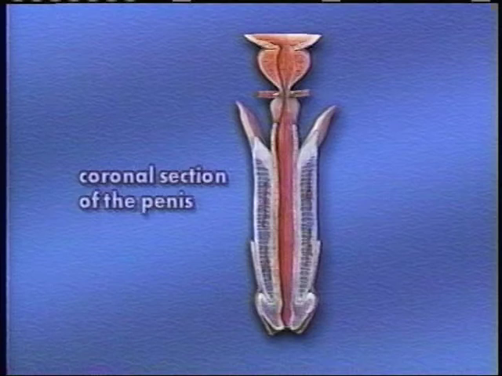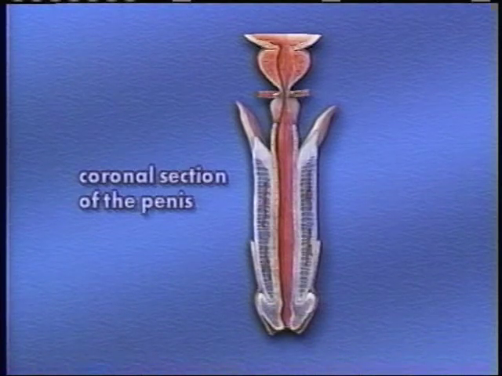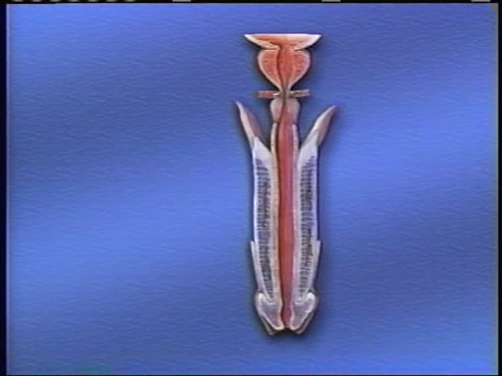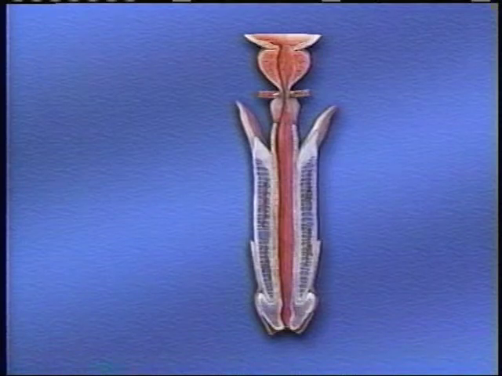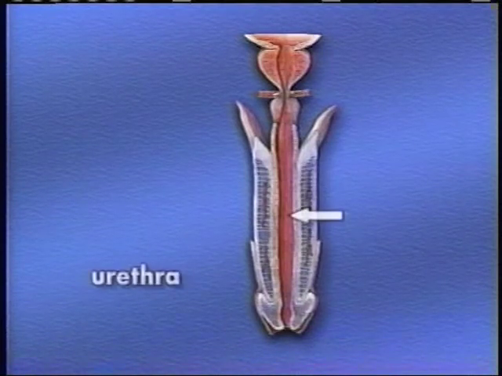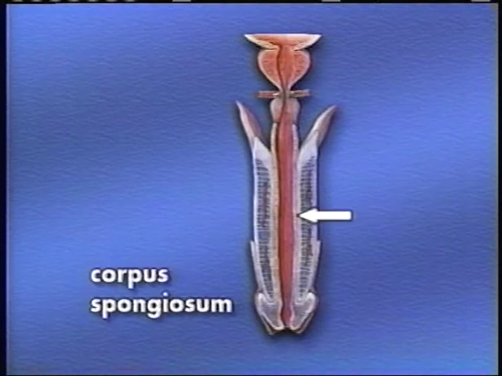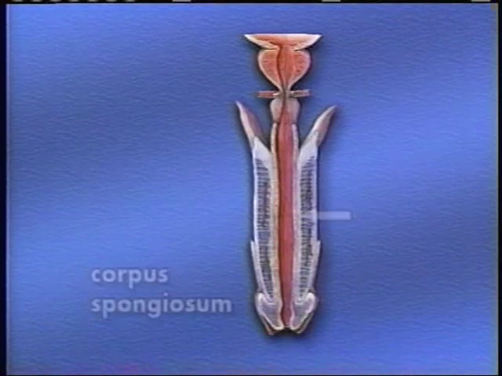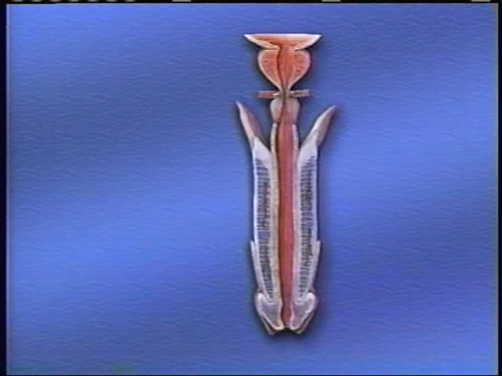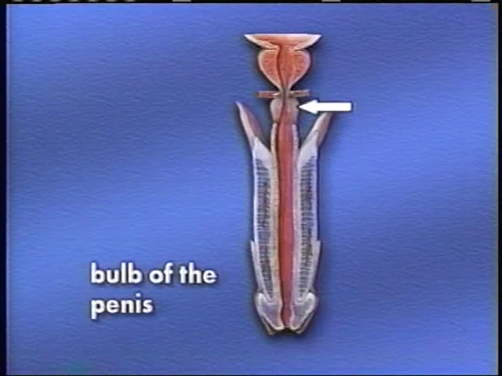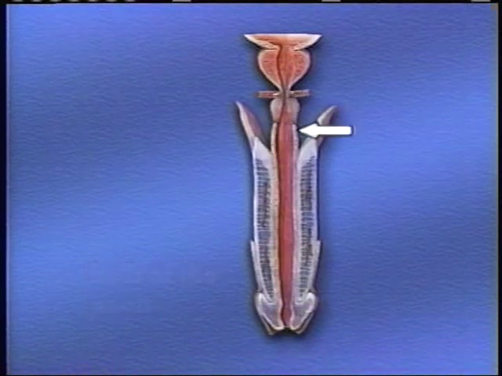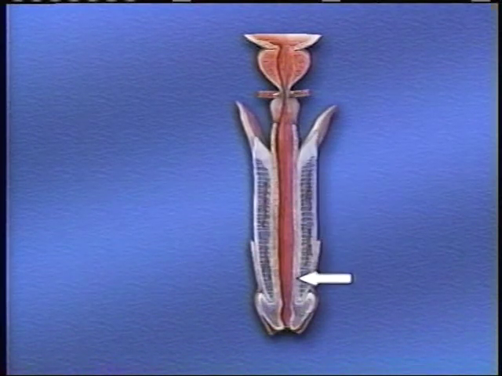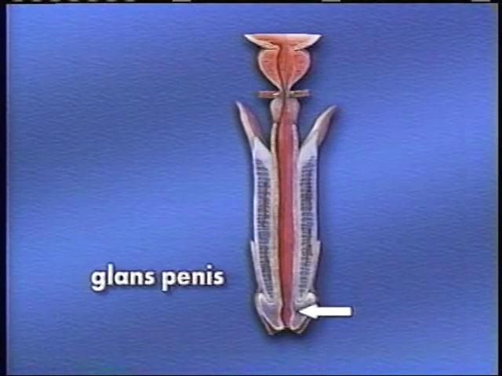In this illustration, we can identify the tissues that form the penis. Most of the penis is erectile tissue. First, we'll identify the urethra, which is surrounded by the corpus spongiosum. The corpus spongiosum attaches to the urogenital diaphragm at the bulb of the penis and distally enlarges to become the glans penis.